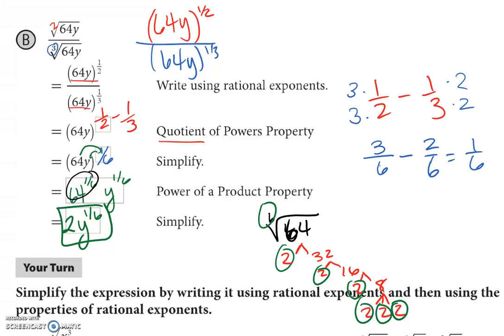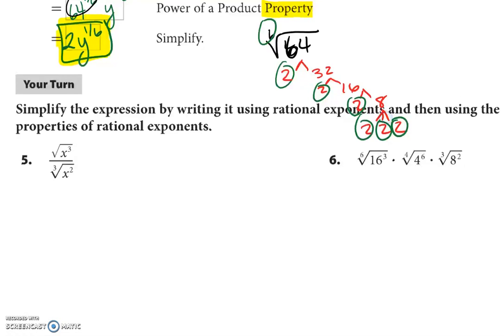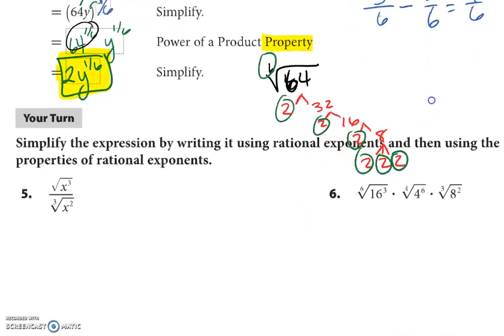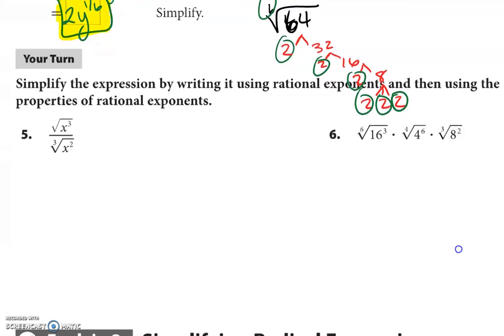A quick little recap: you write the rational exponents, so we rewrote these radicals as rational exponents, and then we used our different properties in order to simplify. The last thing is that we need to check and make sure that they're all positive exponents, which they are. So now you're going to go ahead and do what we did in A and B for your turn 5 and 6. Good luck.